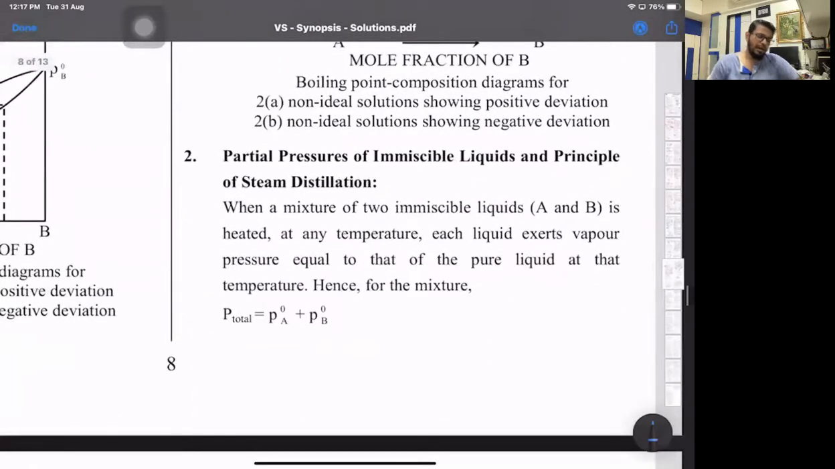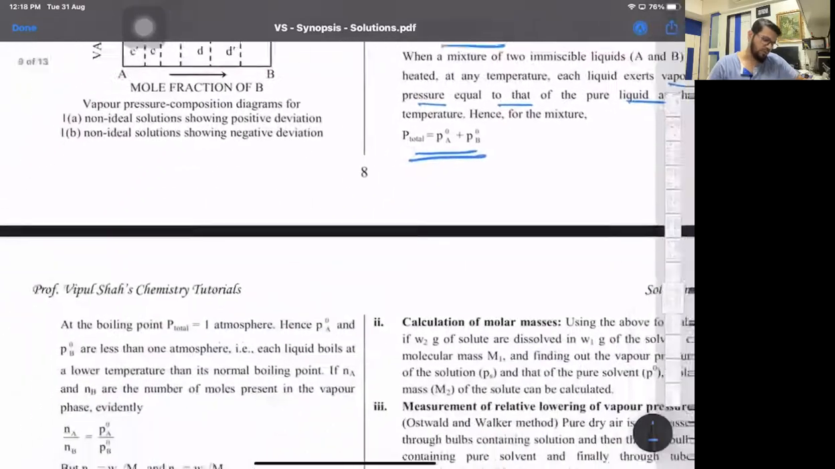Now, partial pressure of two immiscible liquids and the principle of steam distillation. We have discussed steam distillation, aniline and water, right? Aniline is immiscible in water, so it is purified by steam distillation. What was steam distillation? Liquids which are immiscible in water, but in presence of steam, their volatility increases. That's called steam distillation. When a mixture of two immiscible liquids is heated at a temperature, each liquid exerts vapor pressure equal to that of the pure liquid. Hence, for the mixture, total pressure is P0A plus P0B.